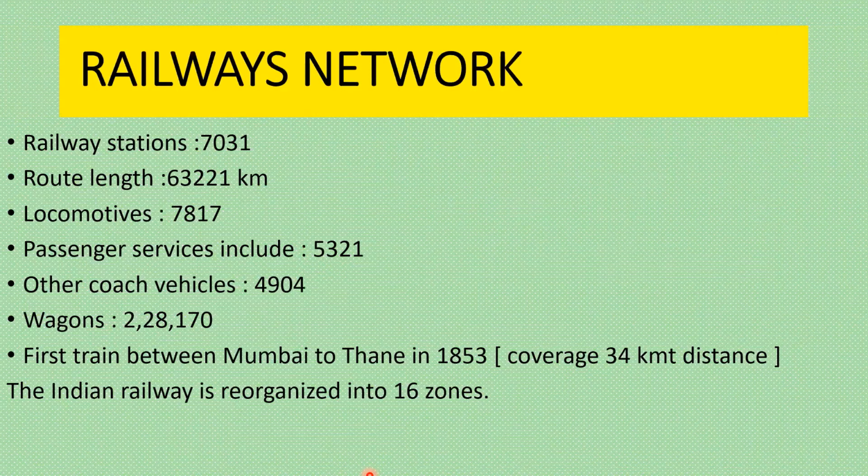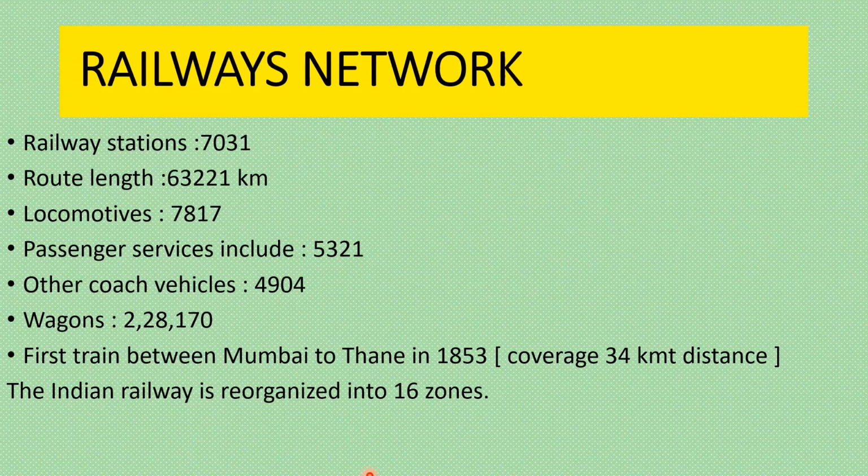There are 7,031 railway stations and the route length is 63,221 kilometers. The locomotives we have are 7,817, and the passenger service includes 5,321. The other coach vehicles are 4,904 and the wagons are 2,28,170.